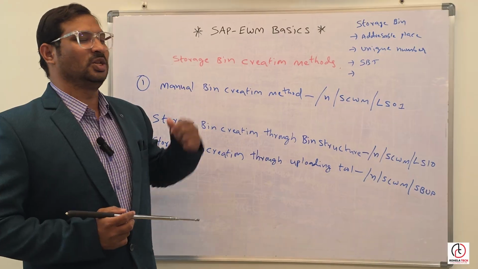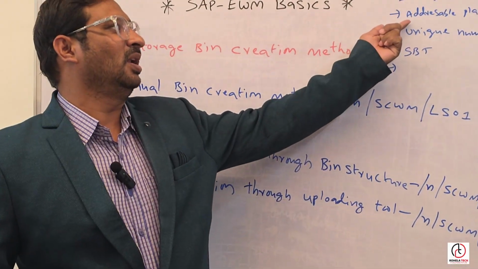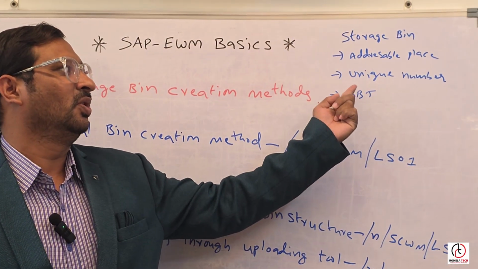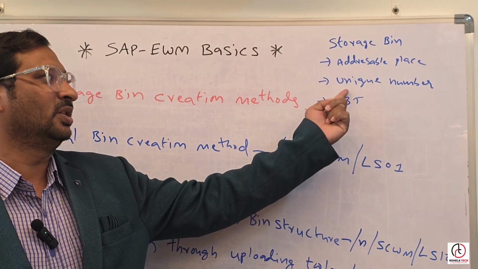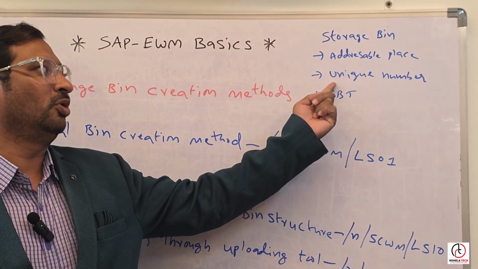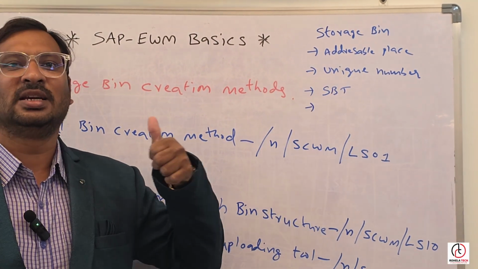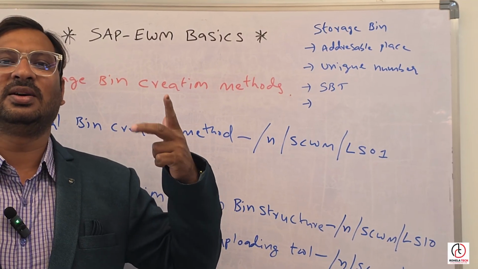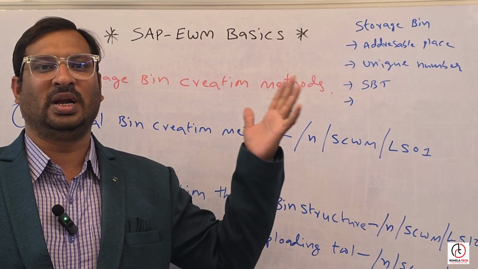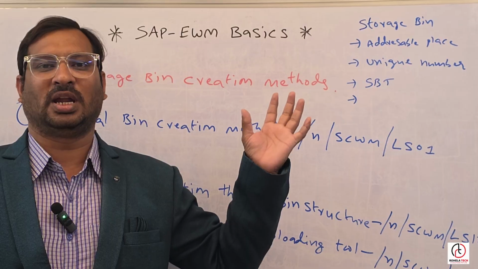In today's session, we'll learn storage bin creation methods. So first of all, what is storage bin? Storage bin is the smallest addressable place in the warehouse. It is going to have a unique identification number, and this bin is going to have attributes like size, length, width, height, how much weight it can bear, and what volume it can bear.